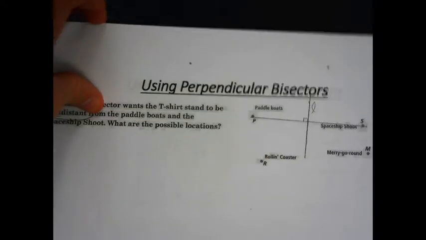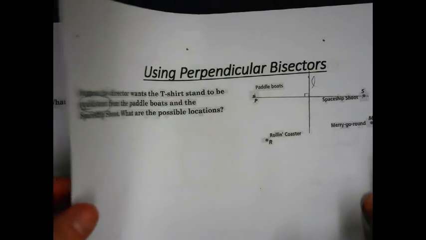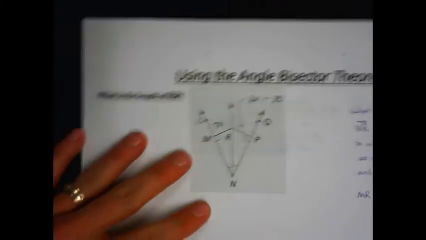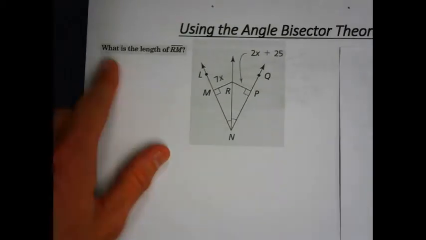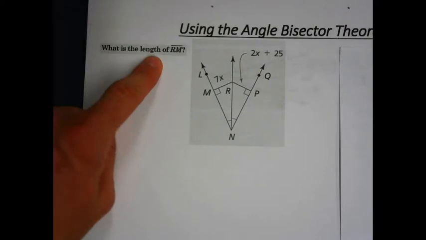Next. I hope we know perpendicular bisectors by now. Let's change our speed into angle bisectors. Yay! Oh, man. More algebra. So what is the length of RM in this question? Well, here's RM.